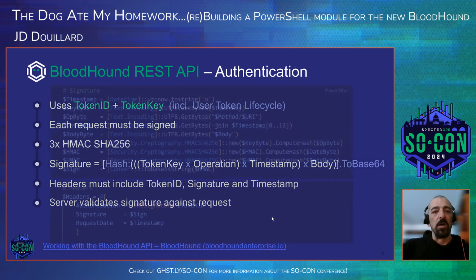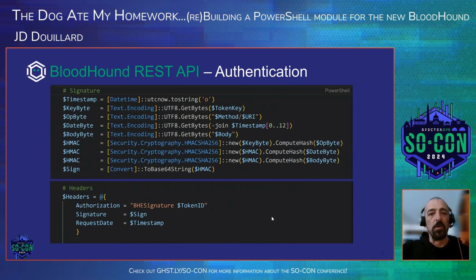So this is the code I use in the BloodHound Operator for the signature. You see we take the timestamp, we take the bytes of the key, the bytes of the method, so GET, POST, and so on, and the URI we talk to.